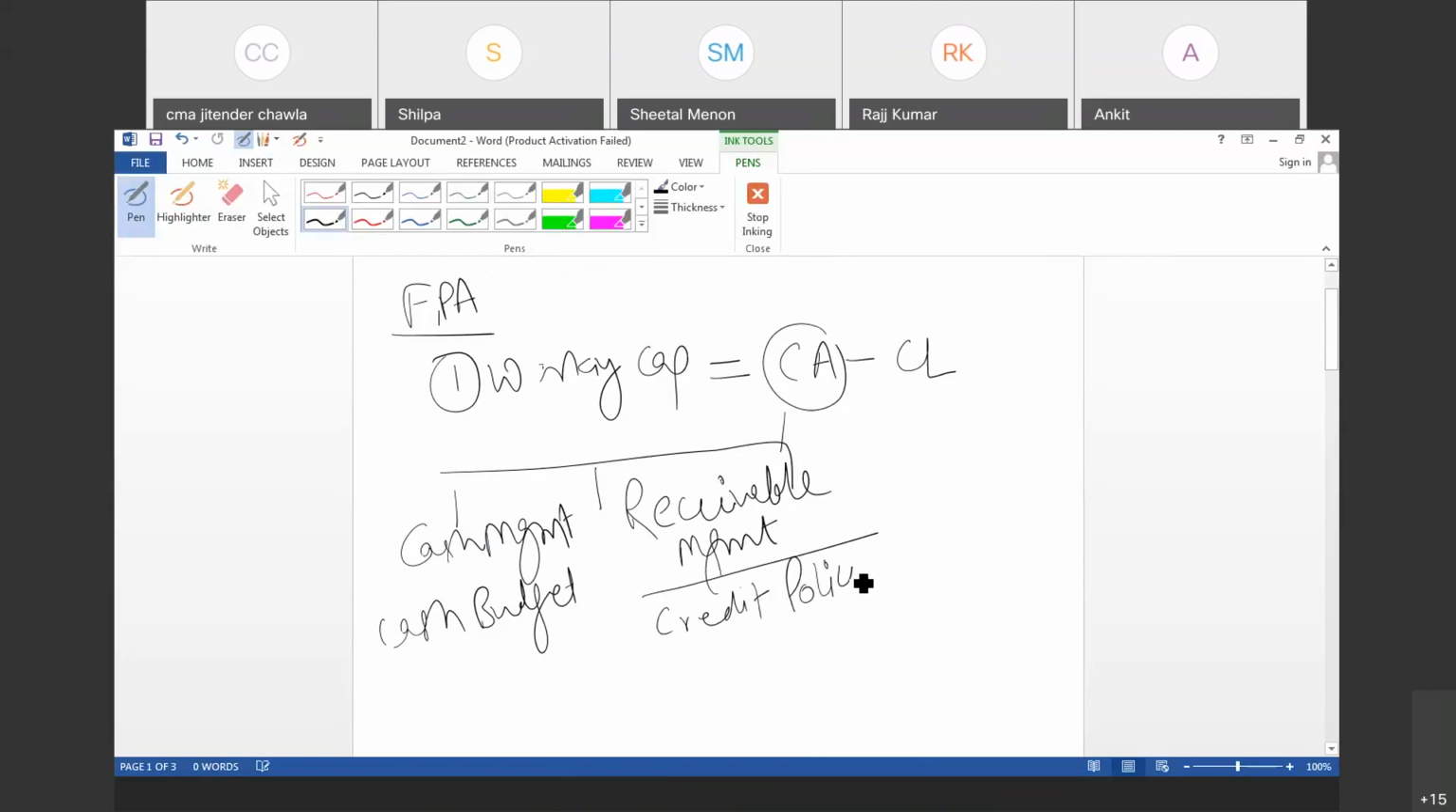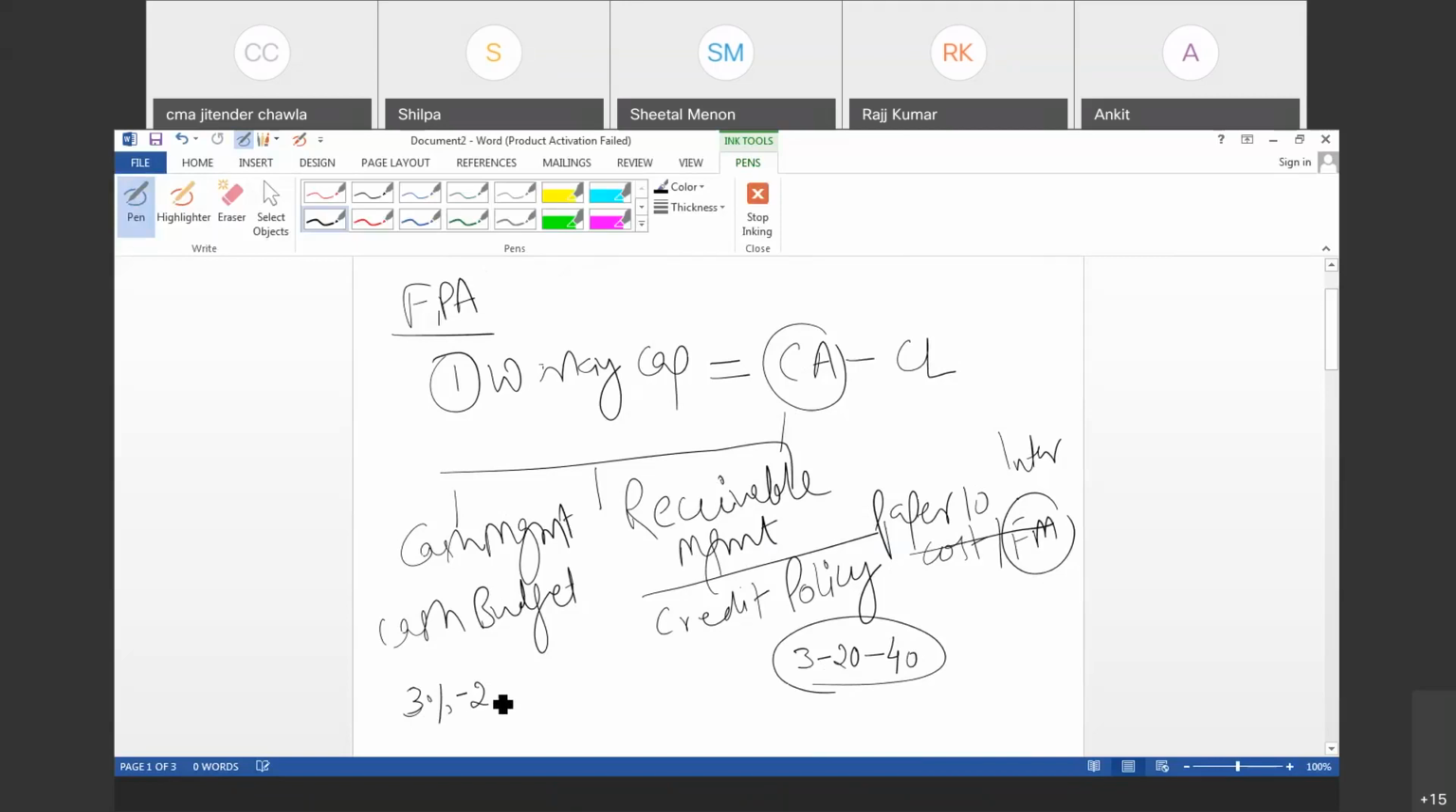That you already learned in paper number 10 of your inter cost FM. Any one of you can make me understand 3, 20, 40. This terminology, have you understood? Or 3 percentage, 20, net, 40. Have you understood this terminology? You already used it.